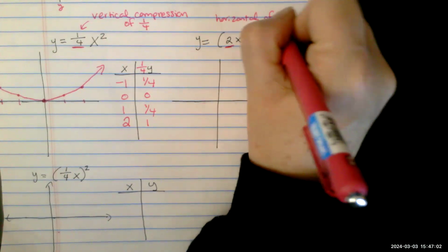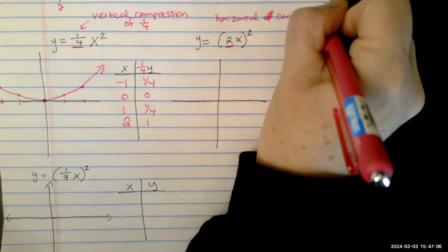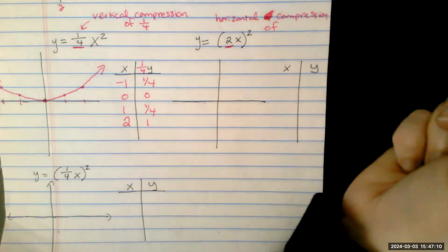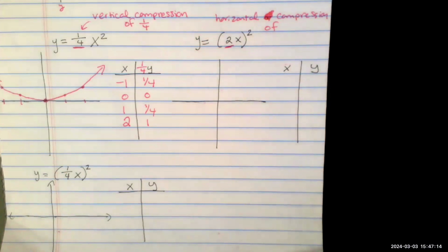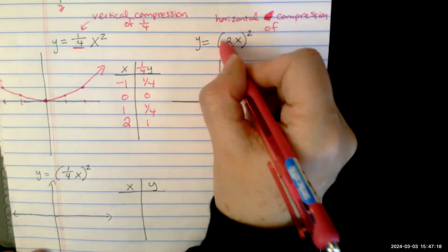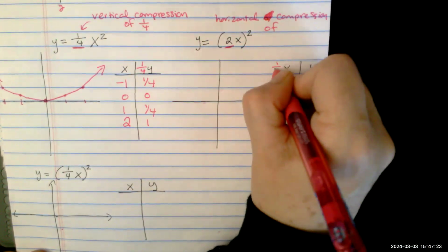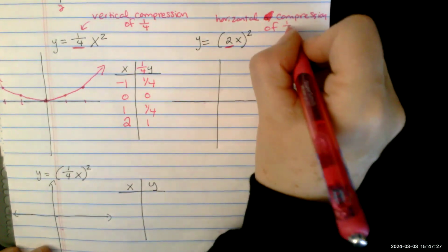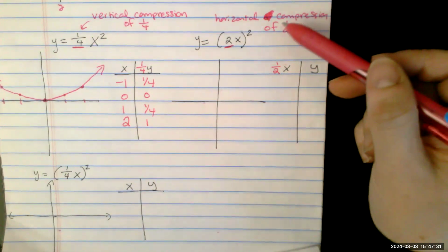So horizontal compression of, and now be careful here too, because remember when we saw a +3, we really did x minus, and we saw a minus something, we would really do x plus. Well, when we see ×2, we're really going to multiply by the reciprocal. And that's what we say here as well, is a horizontal compression of 1/2.